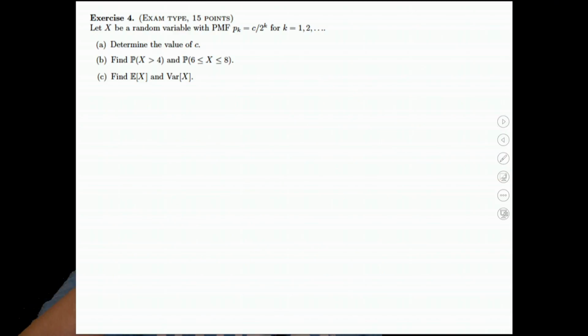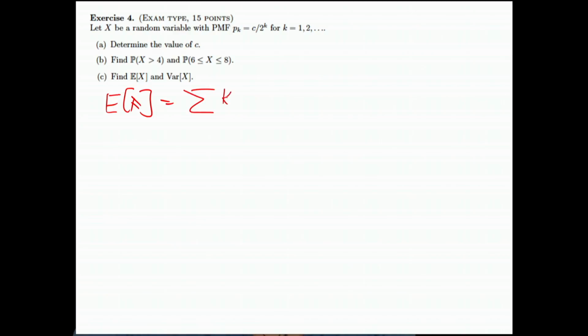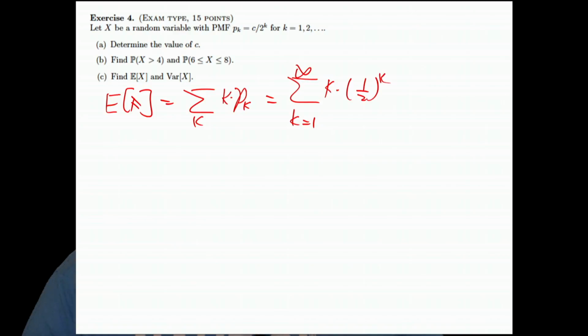Now we need to find the expectation. The expectation is the summation over the possible outcomes times the weighting. Which means k from 1 to infinity, k times 1/2 to the k, since c equals 1.